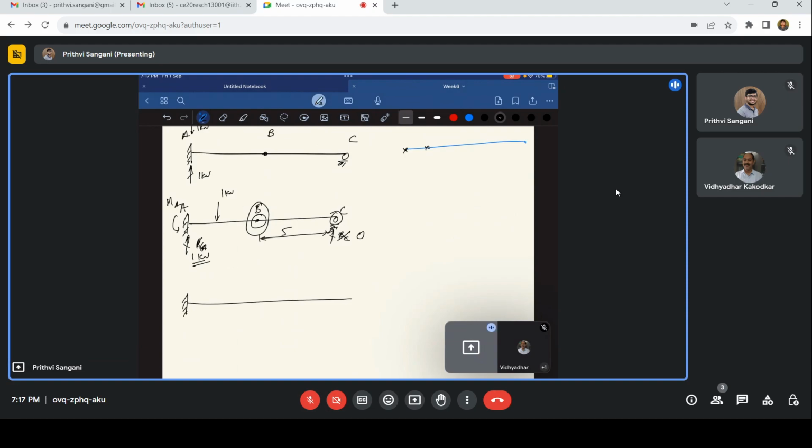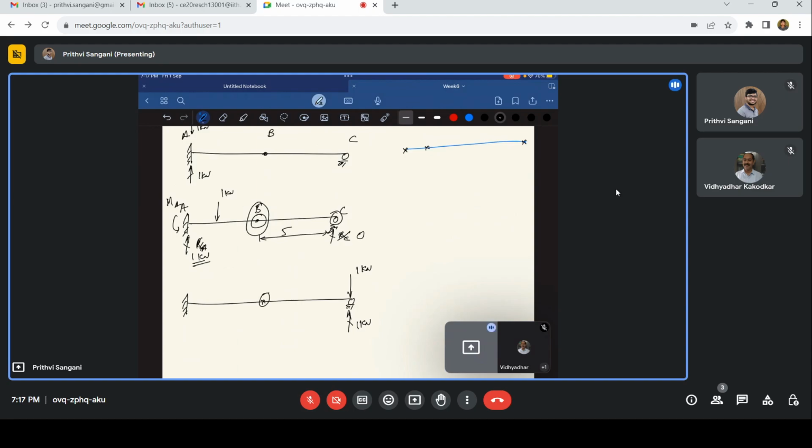I'll just place my unit load now, just for the change, we'll change the pattern. So I'll place my unit load at support C. So what happens again? Support C offers a resistance and it is again 1 kilonewton. So the shear force at B is again 0.